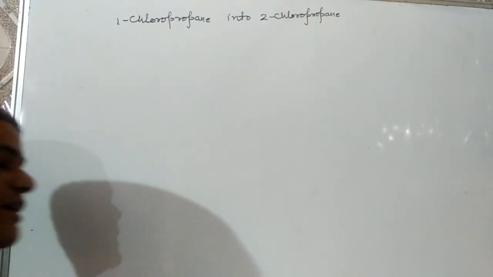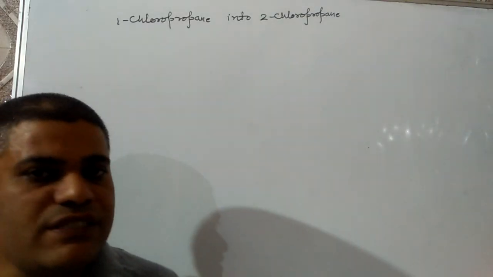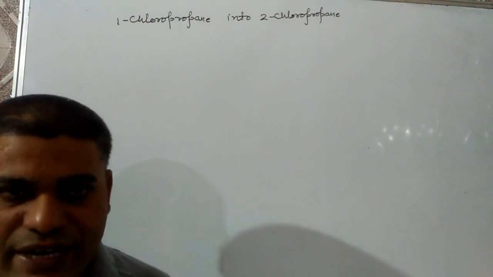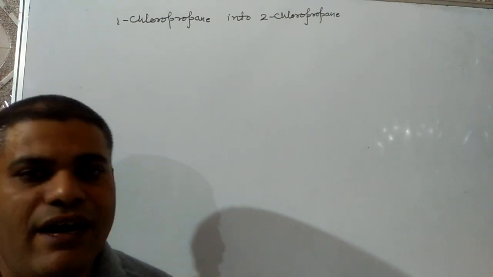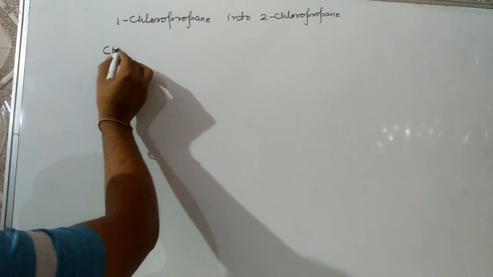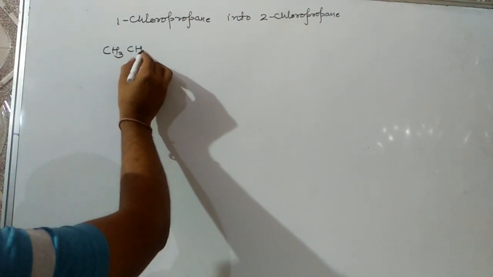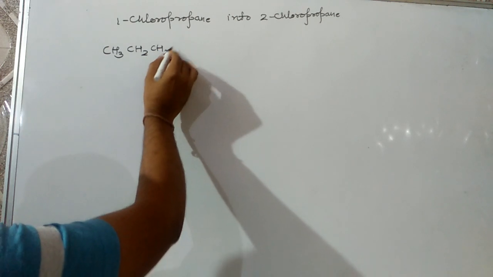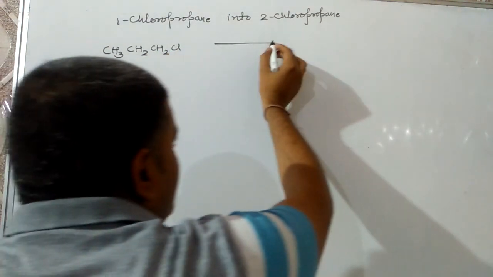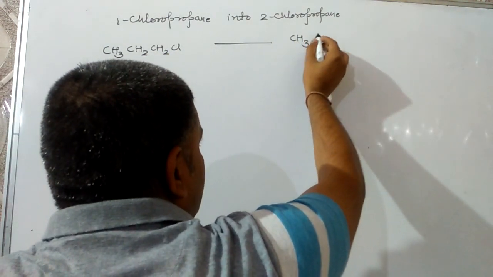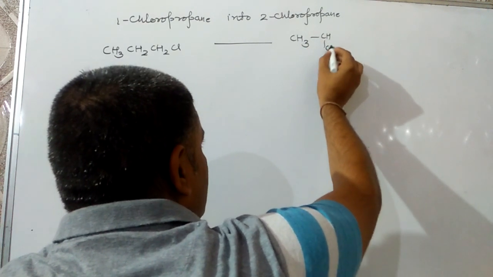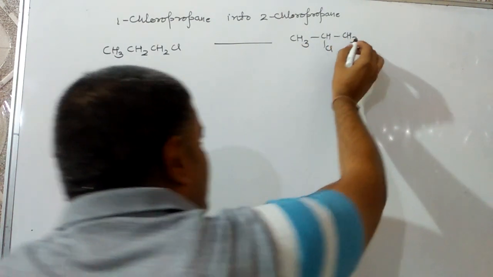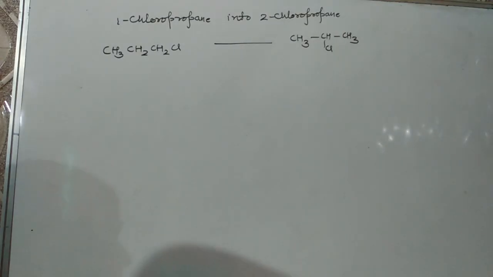As I have mentioned, during conversions, first write down the starting product and then the final product. Then we will get an idea of what we have to do. So here, the formula of 1-chloropropane is CH3CH2CH2Cl. And for 2-chloropropane, the formula will be CH3CHClCH3. From these two structures we come to know we first have to remove the Cl group from the first and then attach it at the second.